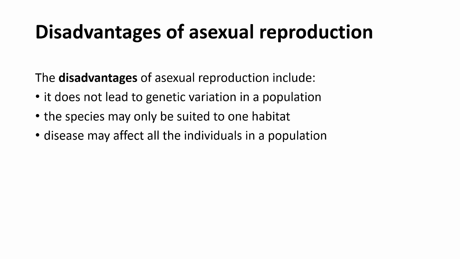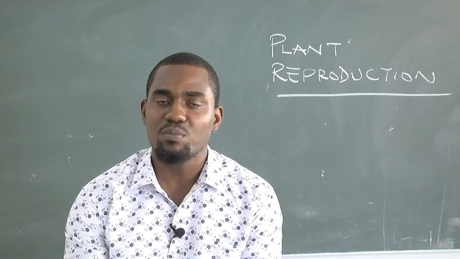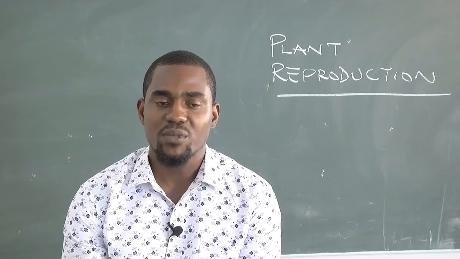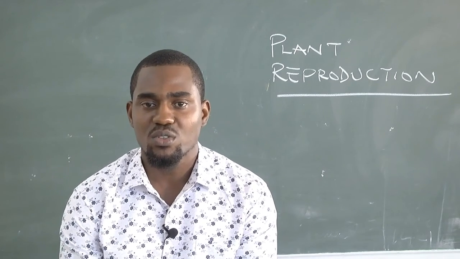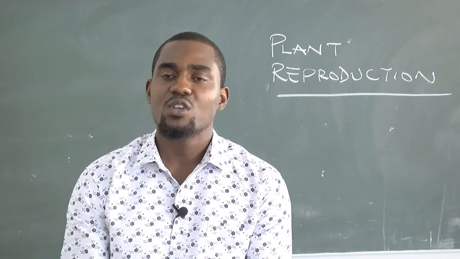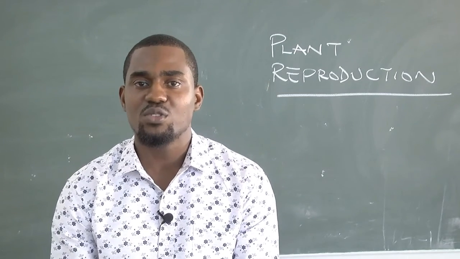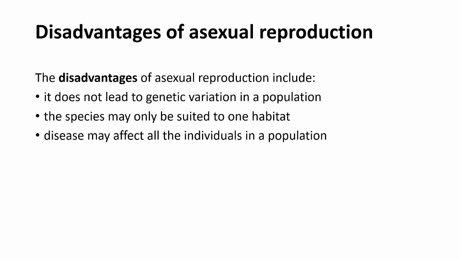But as it comes with advantages, it also comes with disadvantages. The disadvantages include it does not lead to genetic variation in population. So when a new plant is produced from the old one, like the one which we talked about, the dispersal of the spore, all the new spores that will be produced have the same genetic combination. There will be no variation whatsoever. It's just like having just one plant a million times all over. Therefore, there will be no variation.